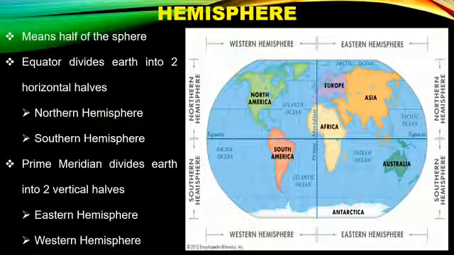Hemispheres. Hemi means half, so hemispheres mean half of the sphere. We have learnt about equator and prime meridian. Now see in the figure, equator is dividing the earth into 2 halves, northern hemisphere and southern hemisphere. And prime meridian is dividing the earth into 2 vertical halves, eastern hemisphere and western hemisphere. Students, I hope you can identify the horizontal and vertical hemispheres on the globe now.